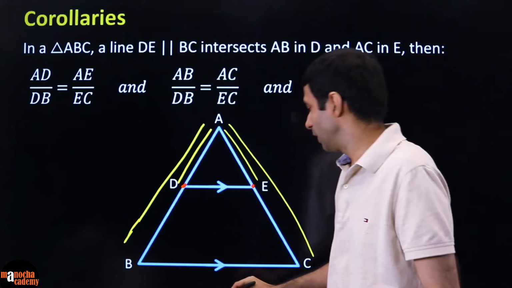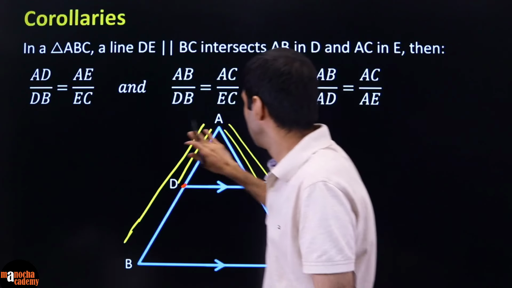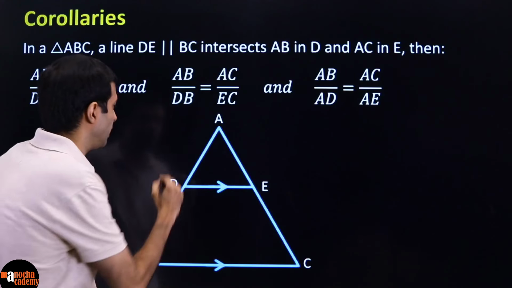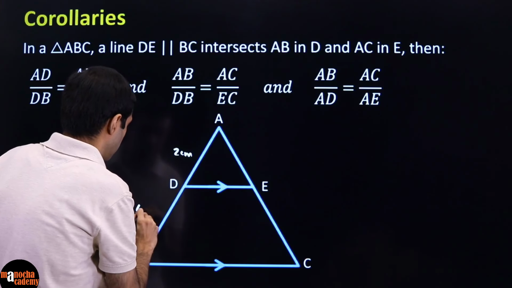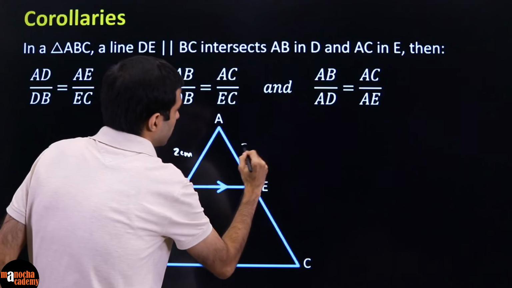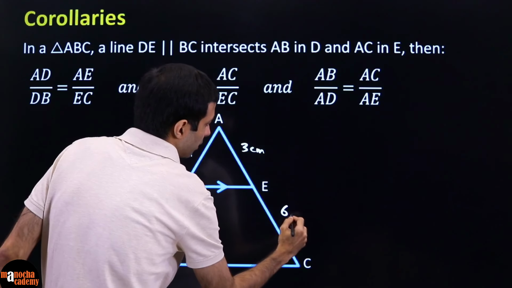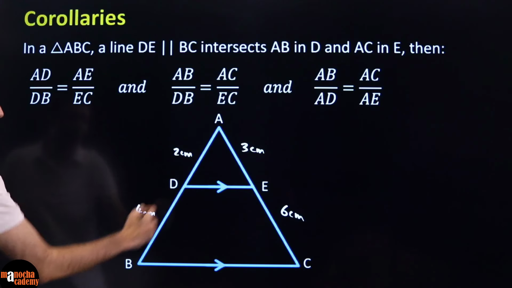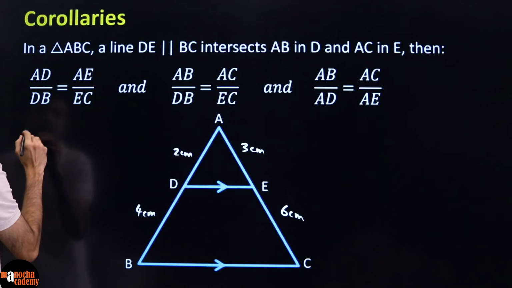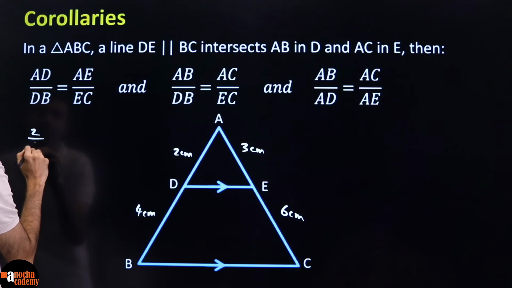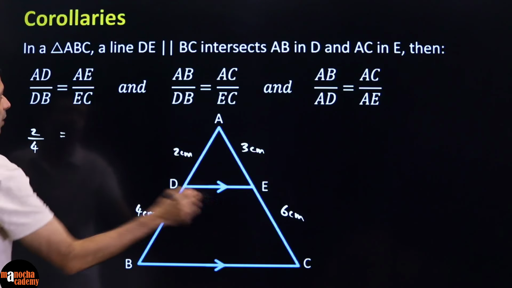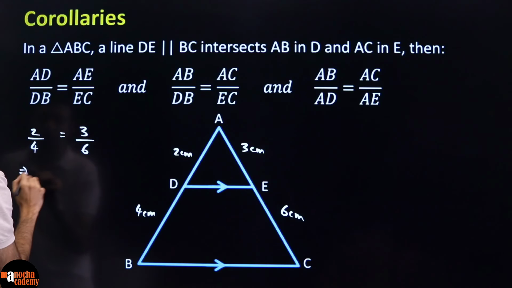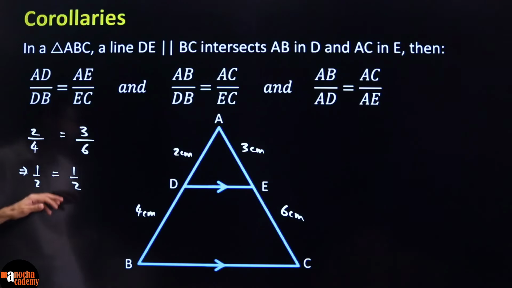And you guys can check that with an example. So for example, like we had taken, let's say this one was 2 centimeter, this as 4 centimeter, this one as 3 centimeter and 6 centimeter. So let's confirm. If you confirm the first one, AD by DB, what is AD by DB? We saw that is 2 by 4 will be equal to 3 by 6, AE by EC, because we know half is equal to half. So this ratio is correct.